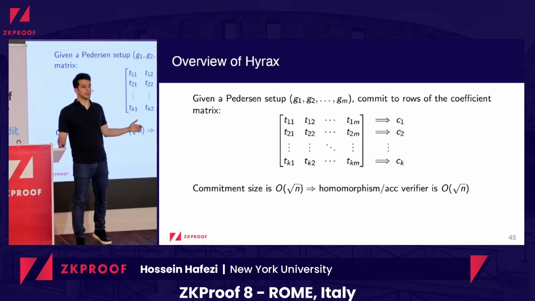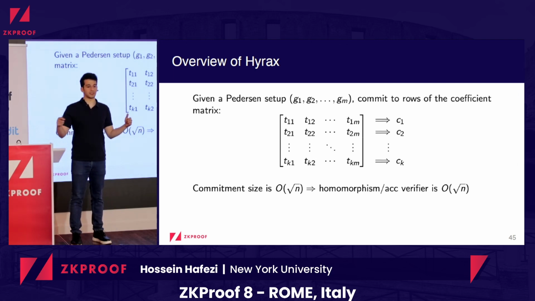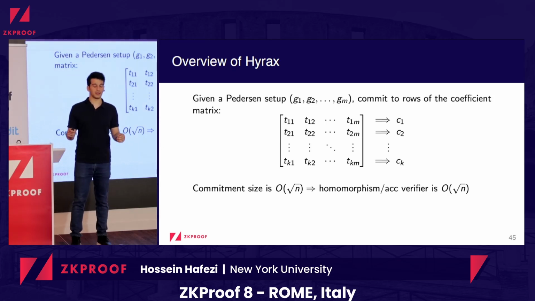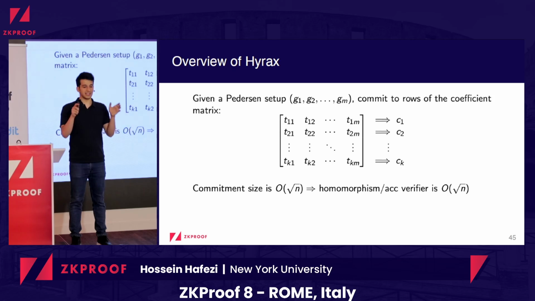And then to get the commitment, we basically commit to each row separately. So we get C sub 1, which is the commitment to row 1, all the way to C sub k, which is the commitment to row k. And then the set of all these C_i's would basically be a commitment to the whole matrix. And as you may see, the commitment size is a square root, meaning once you perform a single step of homomorphism between two commitments, that's going to require square root group operations as well.